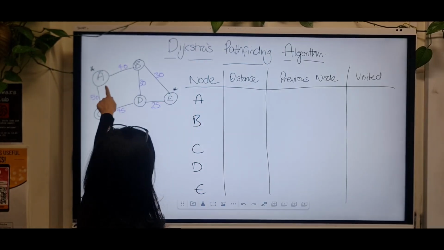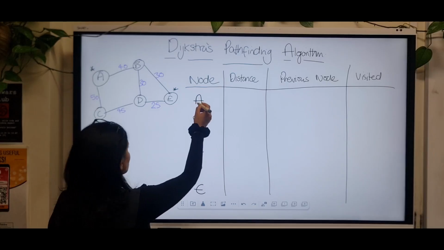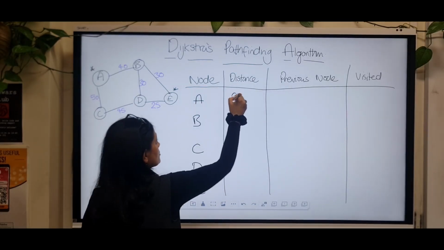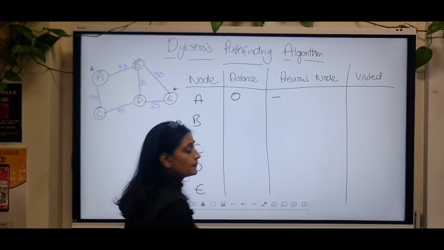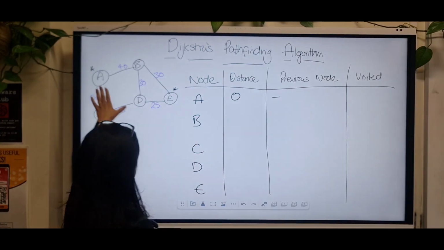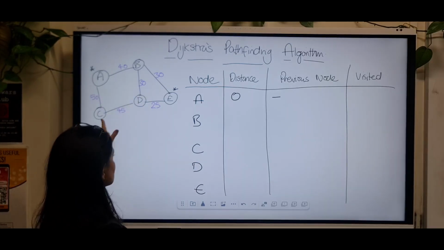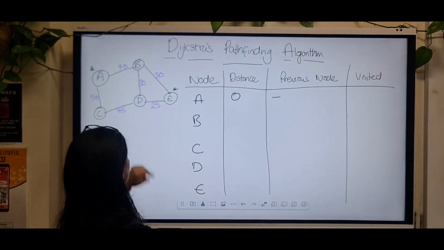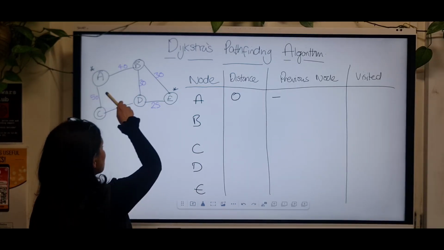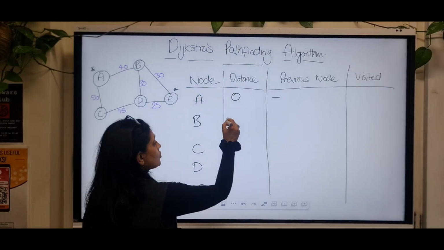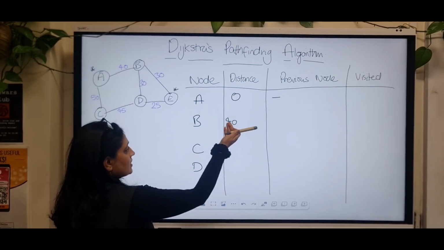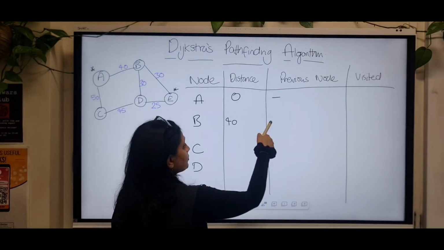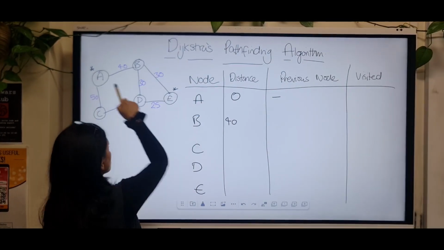So let's make a start. Now, before we've even moved, A to A, as in before moving, is a distance of 0, and there is no previous node. Okay, this is before moving. Now, we've got B and C that are connected to A. So we need to check, or record, the distance there. A to B is a distance of 40. Plus 0 is still 40. Okay, A to B is 40. The previous node, the node that you have just come from, is A.